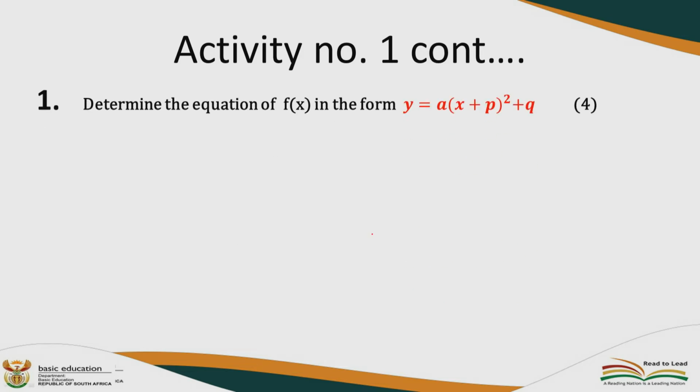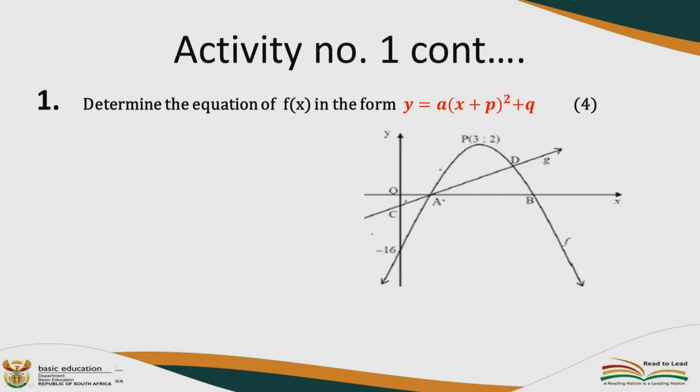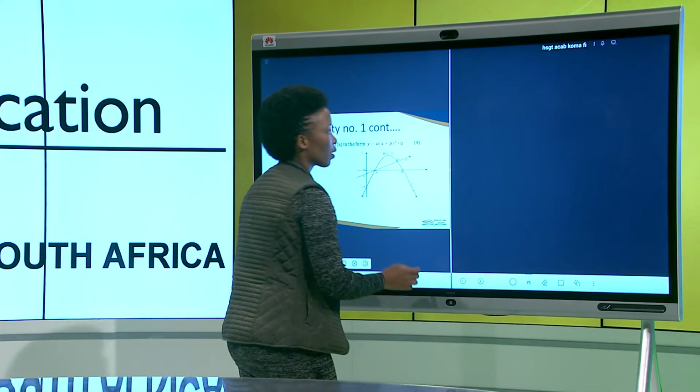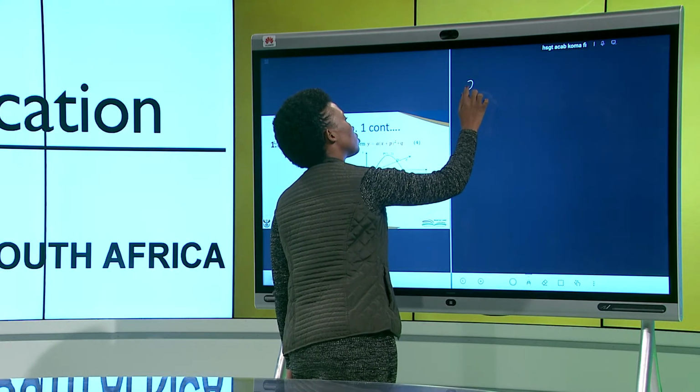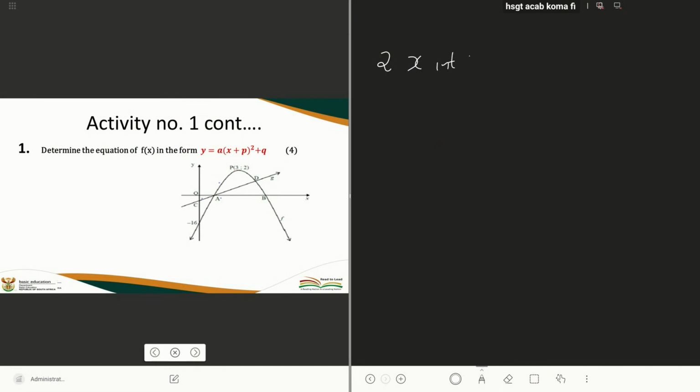Now, number one, we are required to determine the equation of the given function. So we are given a function which doesn't have an equation. We need to determine the equation of the function in the form y is equal to a into x plus p all squared plus q. When we determine this equation, remember, for you to determine the equation of a parabola function, you will be given two x-intercepts. In simple terms, there are three cases we normally have to determine the equation of a parabola function.